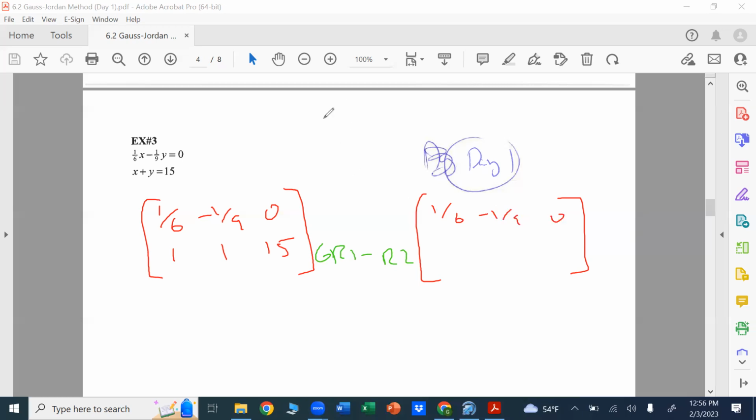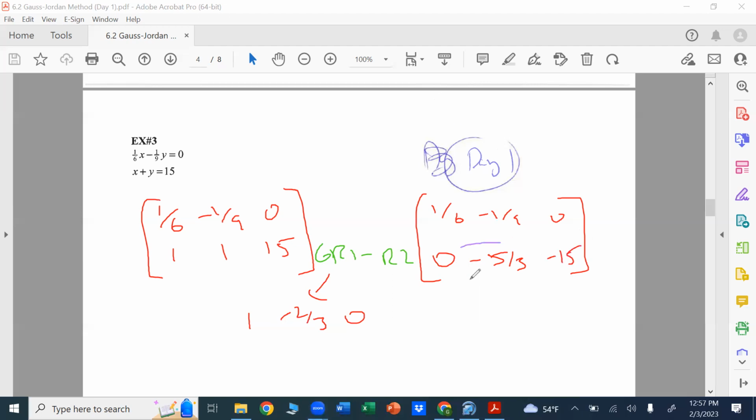Now, if you do 6R1, if it helps, you could just say that's 1, negative 2/3, and 0. So if I do 1 minus 1, that's 0. Negative 2/3 minus 1, which is negative 5/3. That's just fractions: negative 2/3 minus 3/3 is negative 5/3. And then, of course, 6 times 0 minus 15 is negative 15.